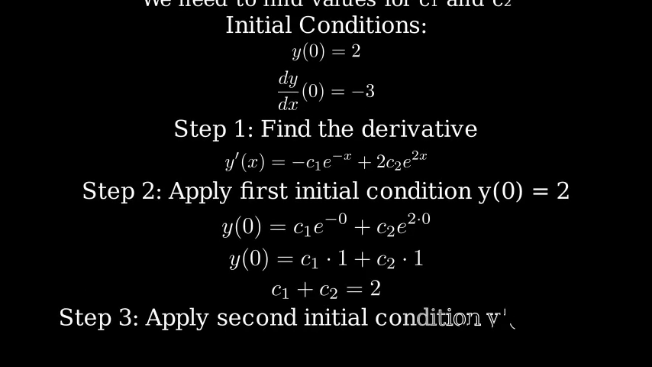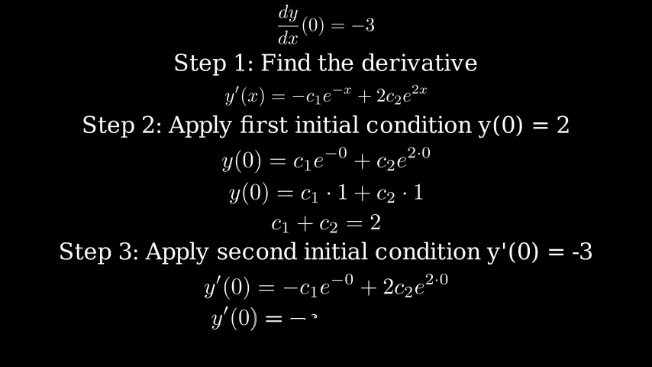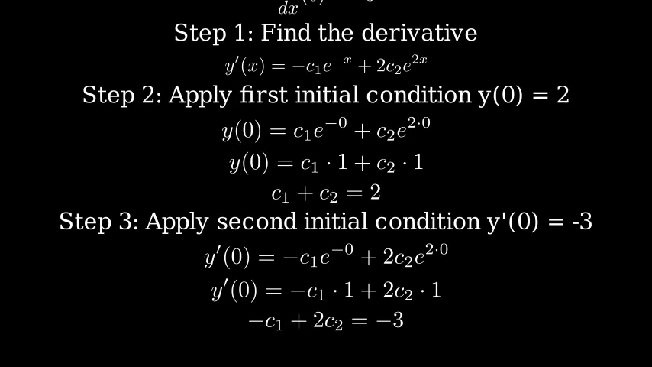Next, let's use our second initial condition. The derivative at x equals 0 is negative 3. Substituting x equals 0 into our derivative, y prime of 0 equals negative c1 times e to the negative 0 plus 2c2 times e to the 2 times 0. This simplifies to negative c1 plus 2c2 equals negative 3.